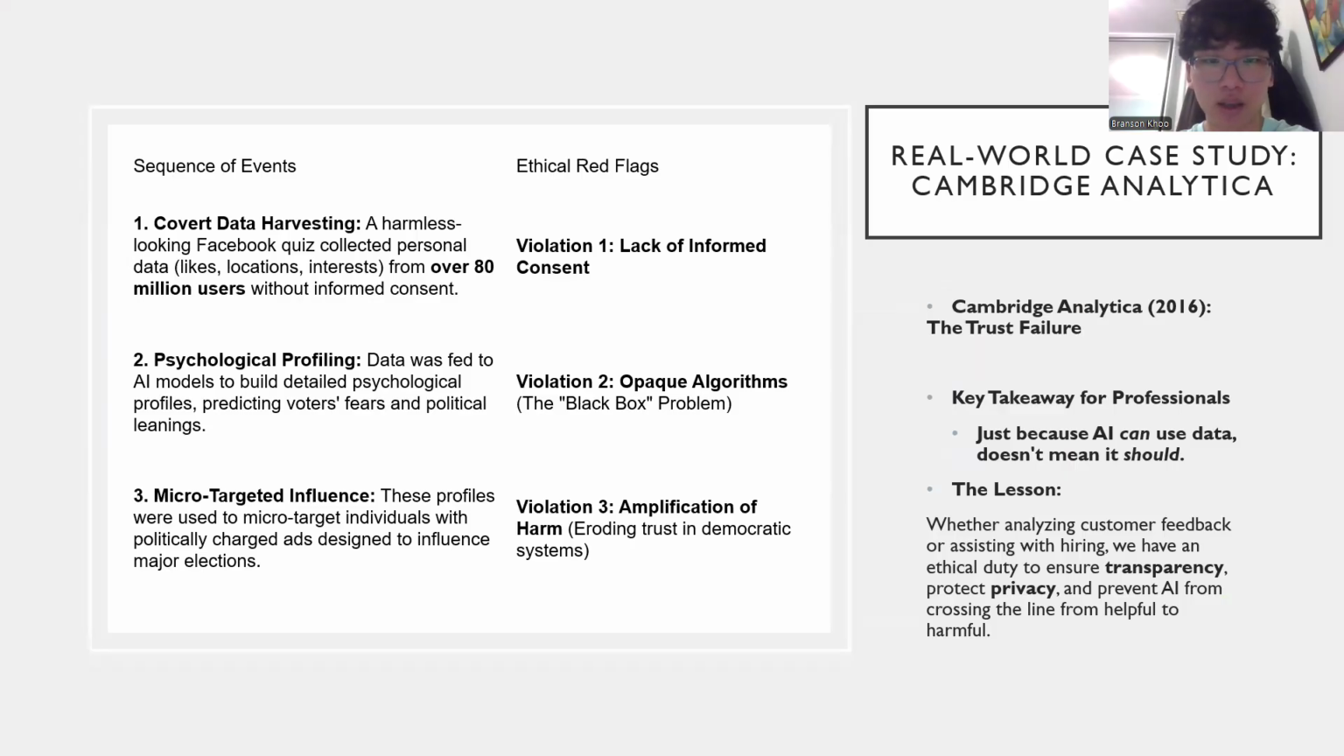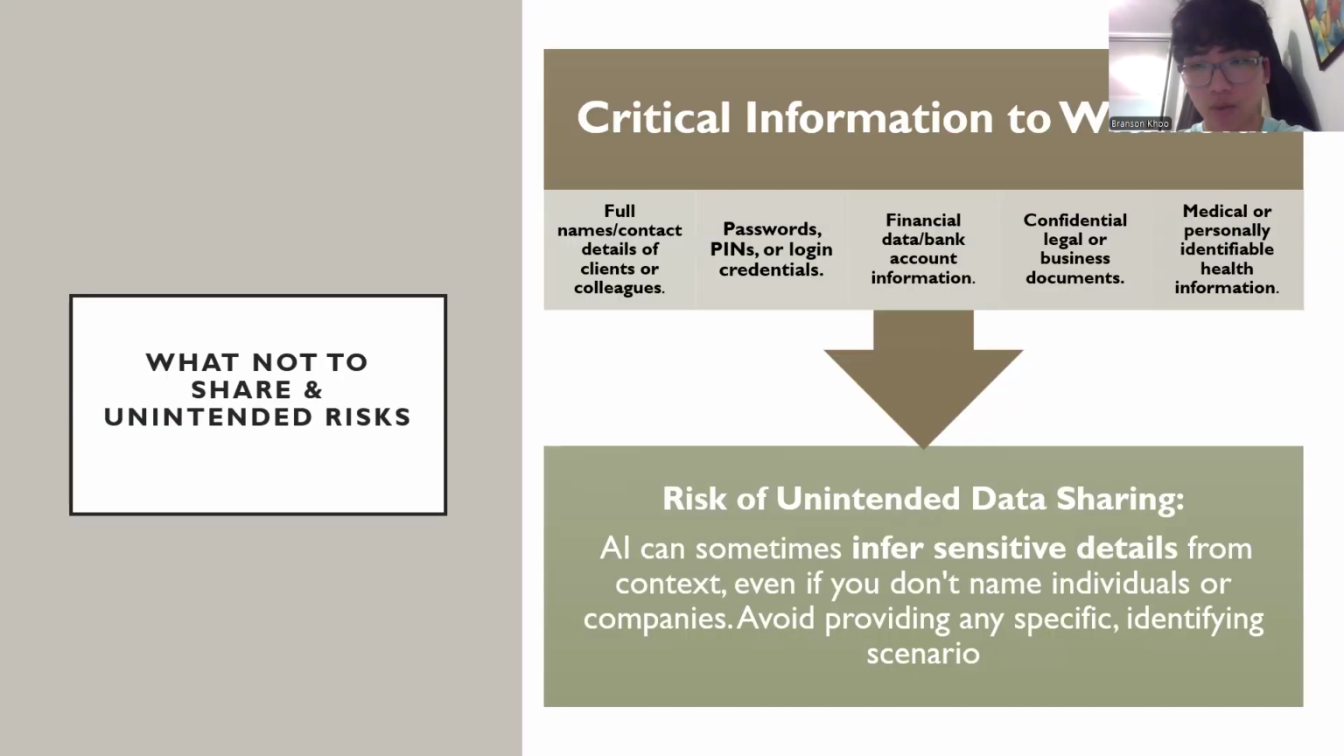Health data is another highly sensitive area. For professionals in healthcare or research, sharing patient records or medical histories with AI tools can violate privacy laws like HIPAA, as mentioned. Even anonymized data can sometimes be tracked back to individuals if combined with other data sets, so caution is always necessary. So how do we decide what is safe to share?